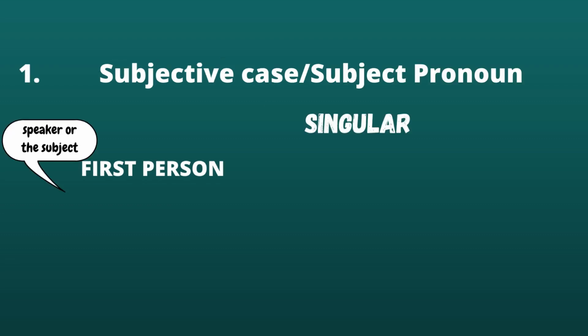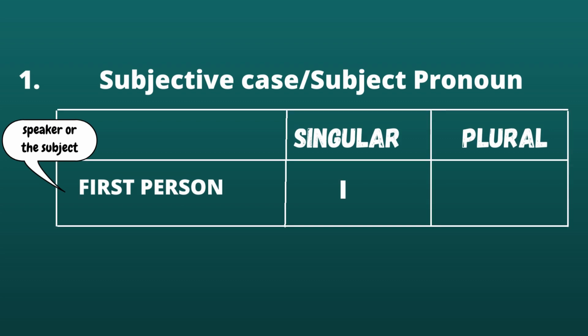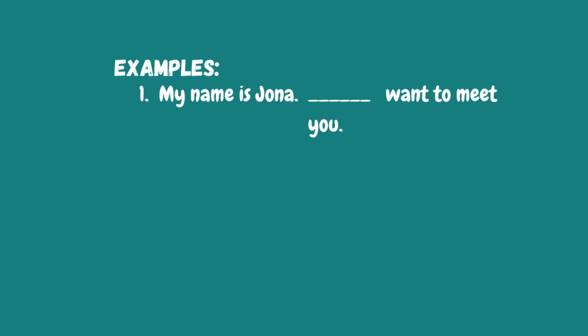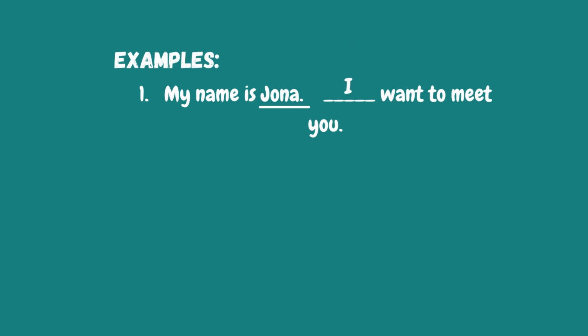We have the first person. It means the speaker or the subject of the sentence. It could be singular or plural. First person singular is I, and first person plural is we. Now let's consider the following examples. My name is Jonah. Blank want to meet you. Jonah is the speaker. It's the first person. So we have to replace it with a first person singular pronoun too, which is I. I want to meet you.